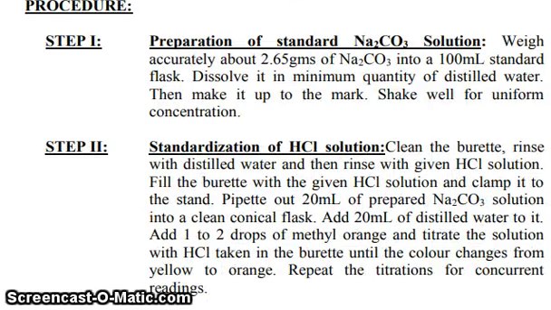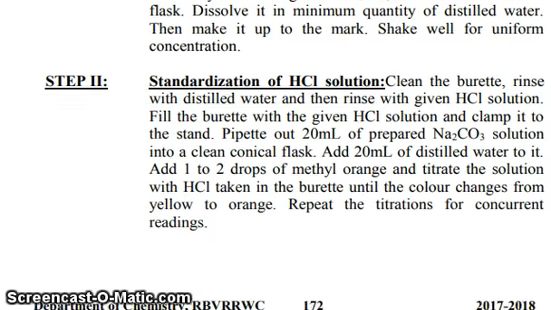The second step, standardization of HCl solution. Clean the burette, rinse with distilled water and then rinse with the given HCl solution. Fill the burette with the given HCl solution and clamp it to the stand. Pipette out 20 milliliters of prepared sodium carbonate solution into a clean conical flask. Add 20 milliliters of distilled water to it. Add 1-2 drops of methyl orange and titrate the solution with HCl taken in the burette until the color changes from yellow to orange. Repeat the titration for concurrent readings.